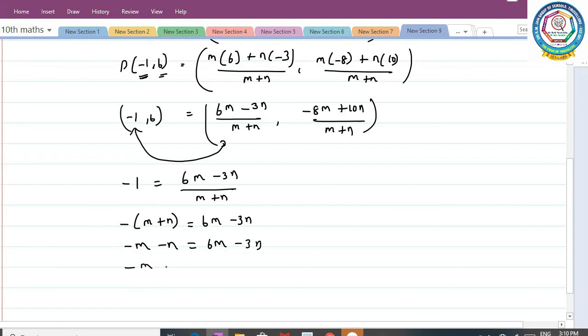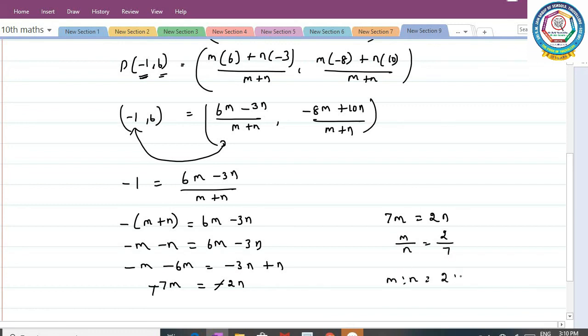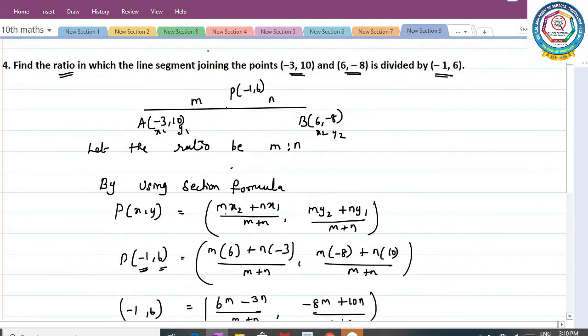So next one, minus m minus n equal to 6m minus 3n. Minus m, plus 6m comes that side, minus 6m equal to minus 3n. Here it comes plus n. So here both signs are equal. So minus 7m equal to minus 2n. Minus minus will cancel. So 7m equal to 2n. So m by n equal to 2 by 7. They ask the ratio. So m is to n equal to 2 is to 7. Therefore the line segment divides in the ratio 2 is to 7.